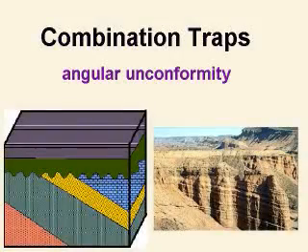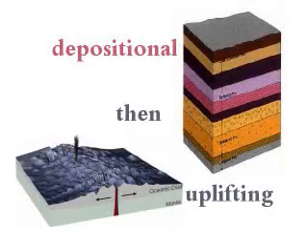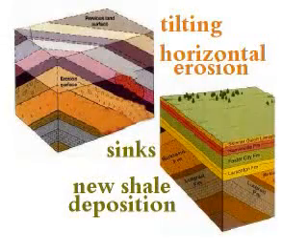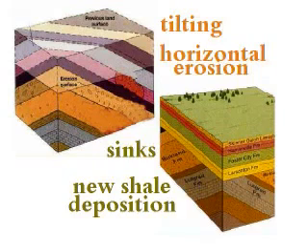In this picture, we have combination traps, commonly known as angular unconformity traps, which are composed of rock formations created from both deformation and deposition. First, there is deposition, then lithification into rock. Next, it is uplifted above the sea level. Then it's tilted from earthquakes or plate movements. Then there is horizontal erosion at the surface. Then it sinks below sea level, and there is a new shale deposition.